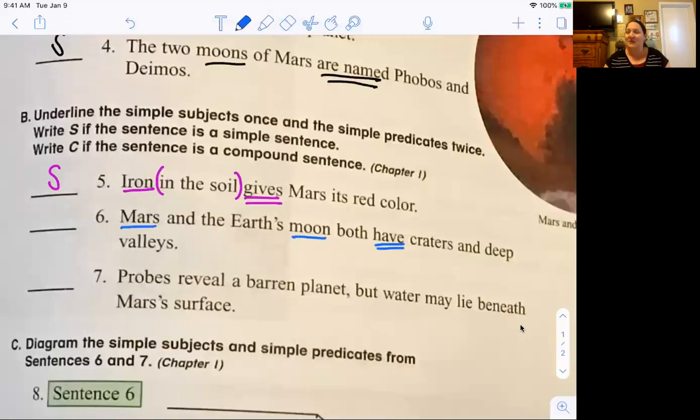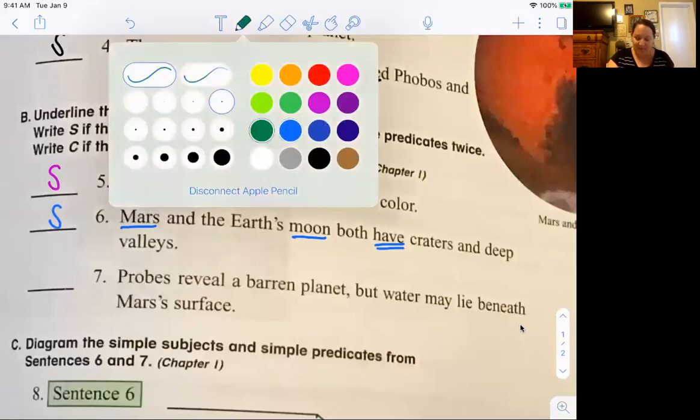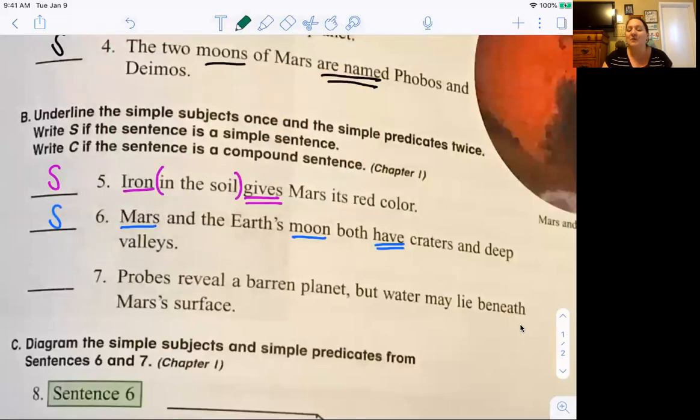Ooh, that one's a little bit tricky. Even I had to look at that one. Mars and moon have. And what threw me off is the verb have, because it's a plural verb. It's a plural predicate. So I had to tell myself, well, it can't be moon have, right? So it's got to be a compound subject. Now, I kind of gave a little bit away, but if we have a compound subject, does that mean we have a compound sentence? No. So you can have a compound subject without having a compound sentence. It's a simple sentence.